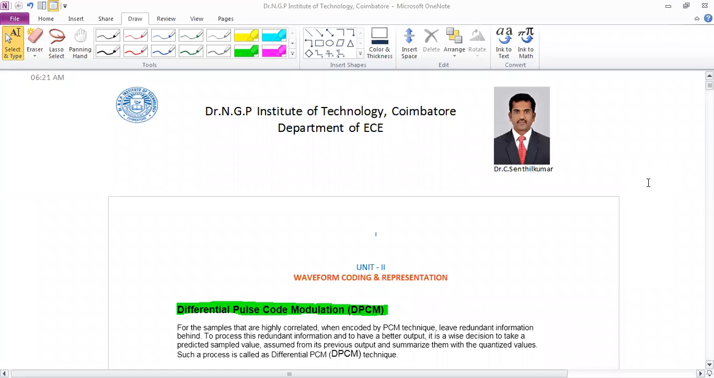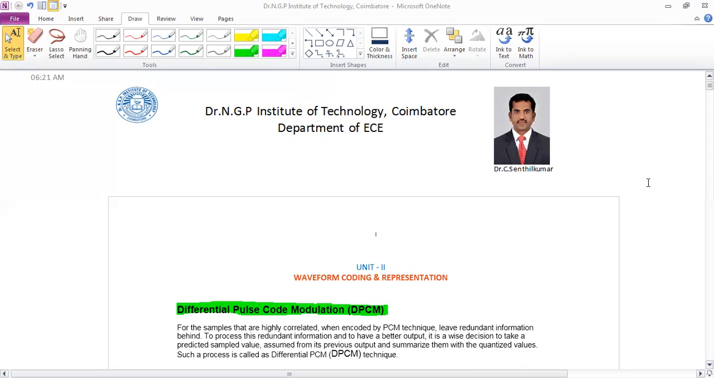Hi everyone. In this video, we will discuss differential pulse code modulation. Previously, the PCM technique was mostly used. It has more redundant information behind it, so we have to reduce this redundant information.